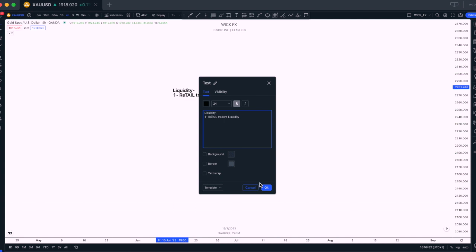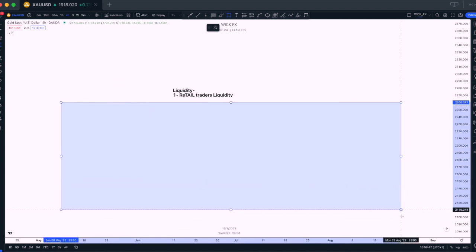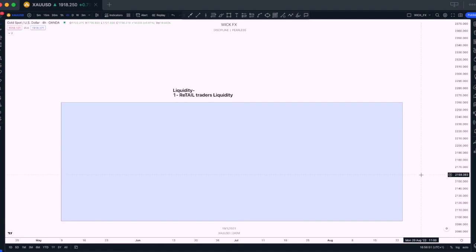If you don't, no worry, don't be sad about it, because in the deeper lectures coming in the future, I'm going to explain it in whole detail. So when I'm talking about retail liquidity, I'm drawing this box where I'll show you every single liquidity which is in retail trading.